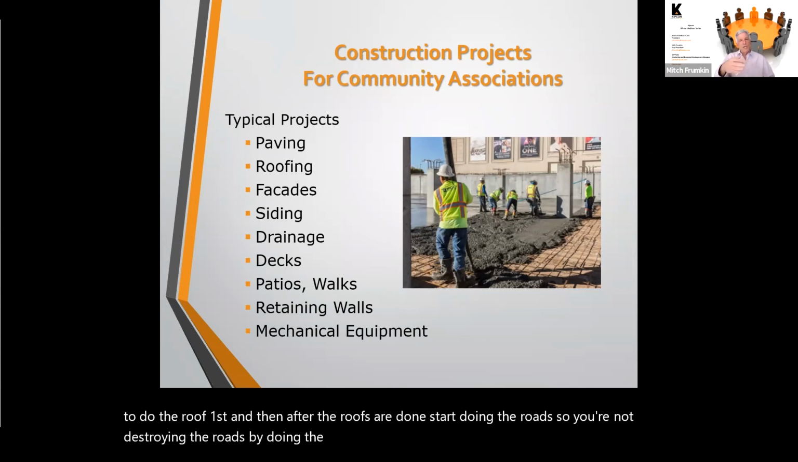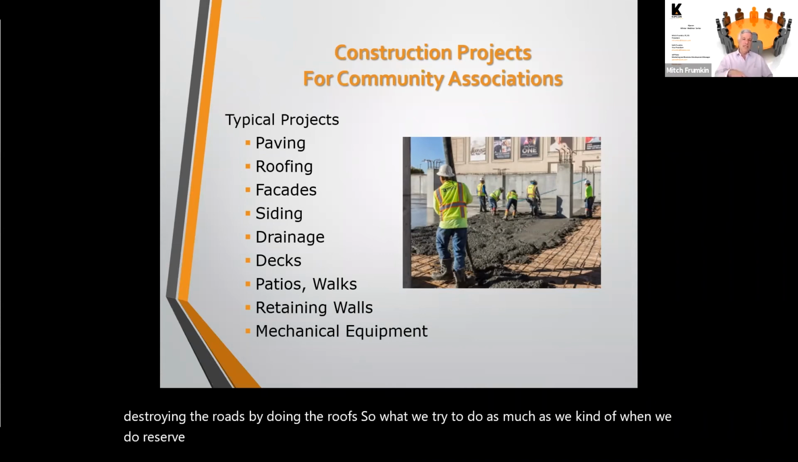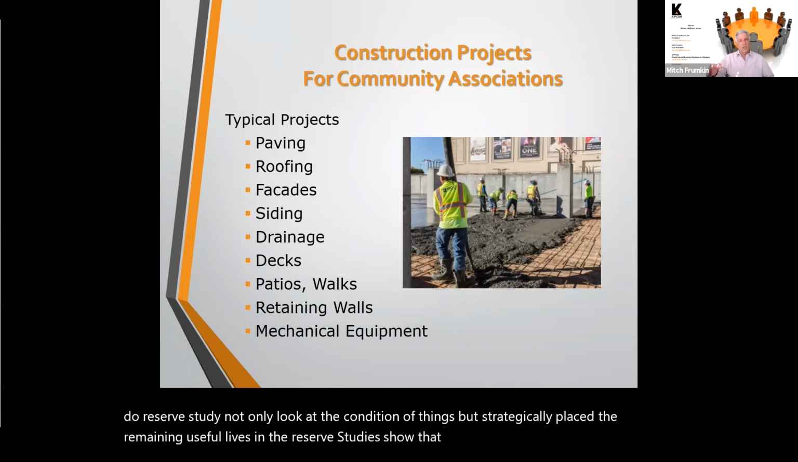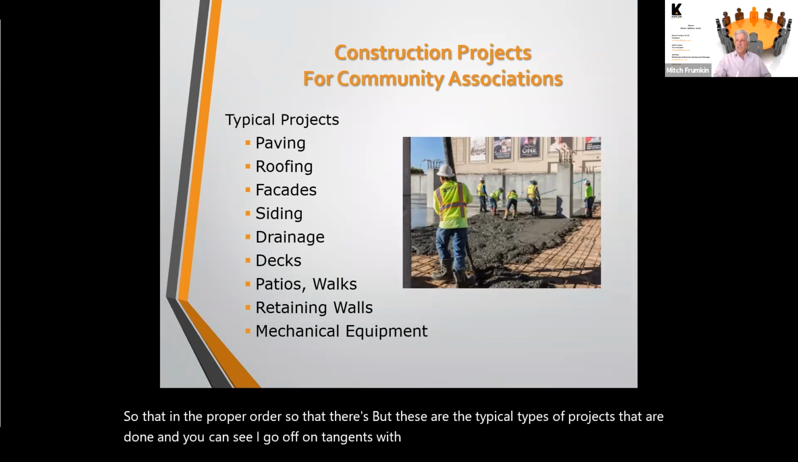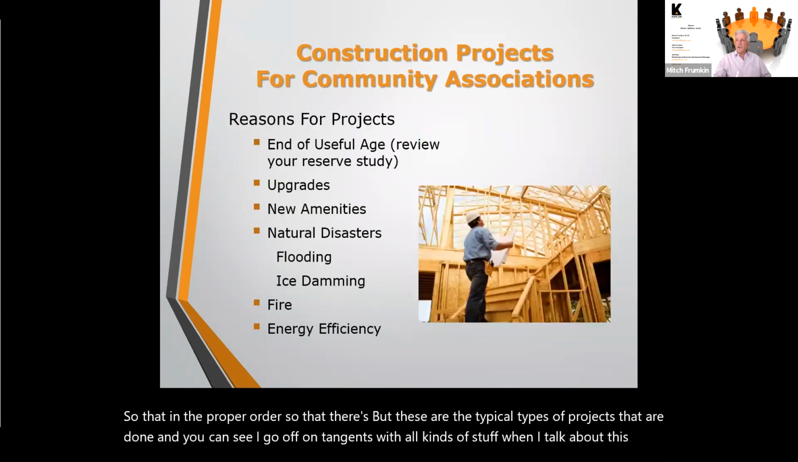So what we try to do as much as we can is, when we do a reserve study, not only look at the condition of things, but strategically place the remaining useful lives in the reserve studies so that you're doing the work in a proper order. But these are the typical types of projects that are done. And you can see I go off on tangents with all kinds of stuff when I talk about this, but these are typical types of projects.